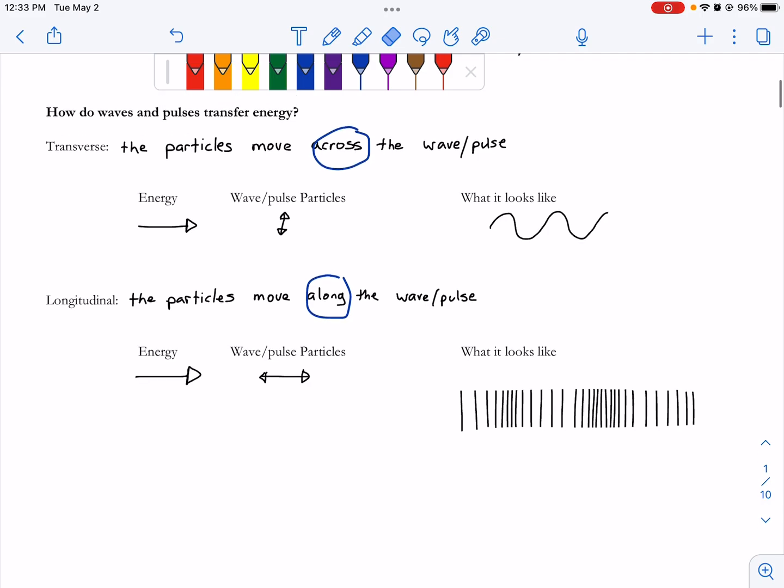So there you have it. Longitudinal and transverse, those are our two ways that waves and pulses transfer energy. If you had one disturbance only, that is a pulse. Lots of disturbances over and over again, that's going to be a wave.